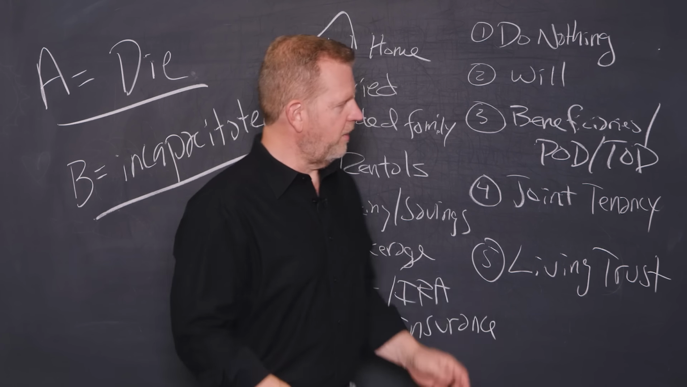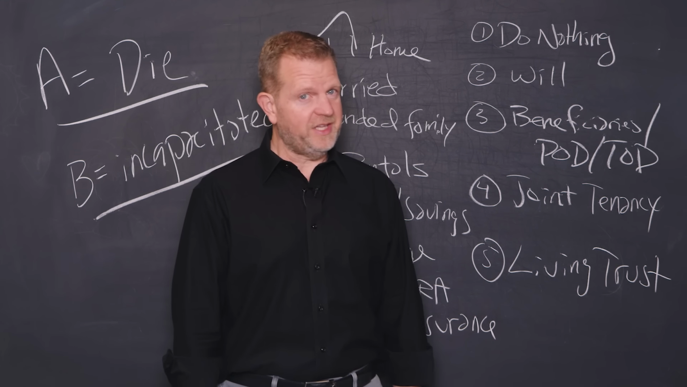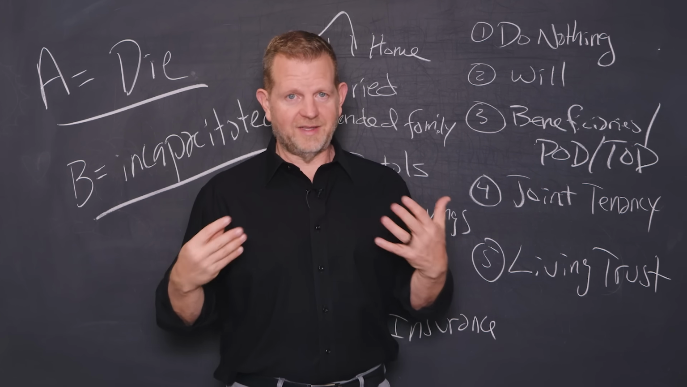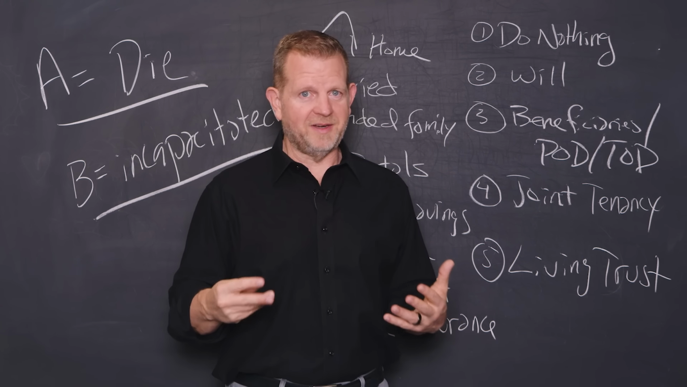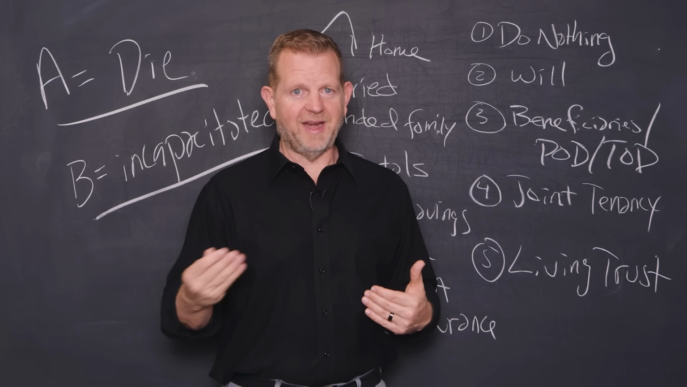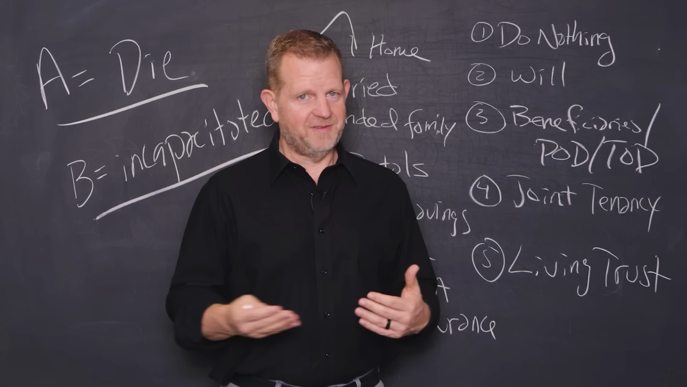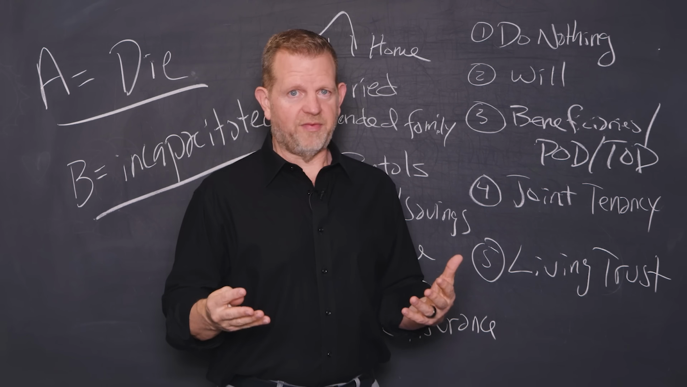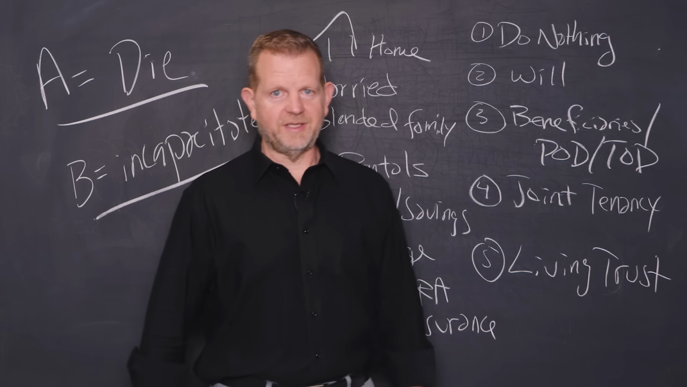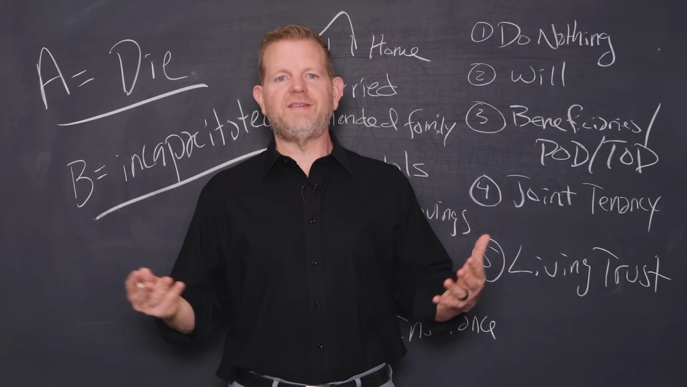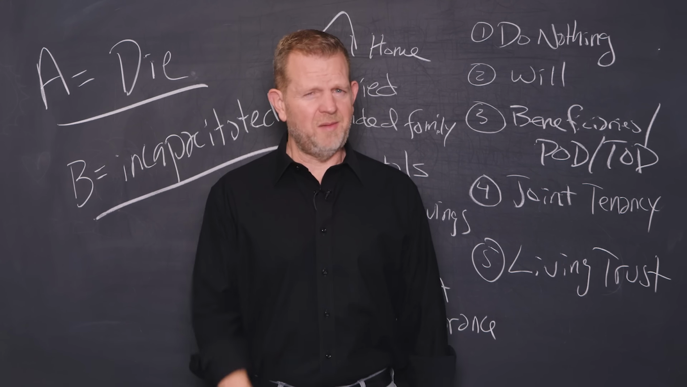So let's go over scenario 4, and hopefully you're starting to see why guys like me are always chirping that you've got to put things in writing and have a plan. Because all of these have a hole in them until we get to number 5. But let's go over scenario 4, joint tenancy. This is the easy button. But this easy button creates risk.